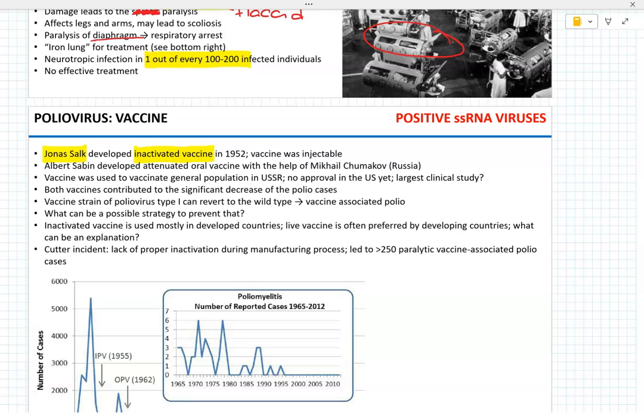Get in a syringe, stick it in the shoulder. You're good. Okay? So what are the advantages of the injectable vaccine? Advantages: safe.